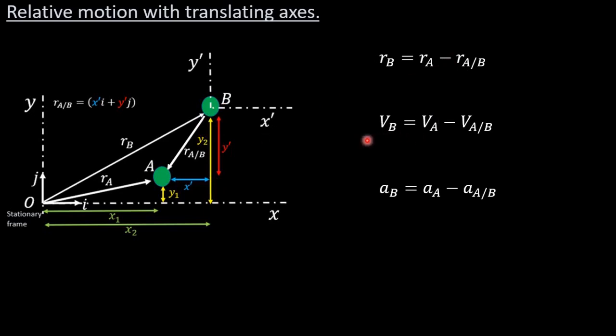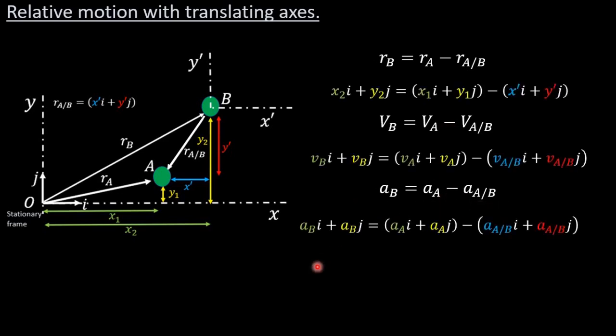So that means for our relative velocity equation, we're going to have a minus there, and for our relative acceleration equation, we'll have a minus there as well. So again, write that out in its full vector form, which looks like that.